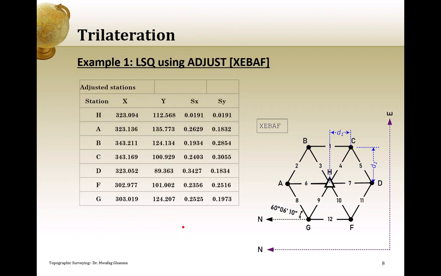Now, enter that data file into the adjust program, get the result, go for the adjusted stations. The adjusted stations, these are the results. So we have for point H, this is what is given, and point A, point B, point C, point D, point F, point G, these are the calculated coordinates, easting and northing, and we have the standard deviation of the easting and standard deviation of the northing for each point. And that's it. See, as simple as that.